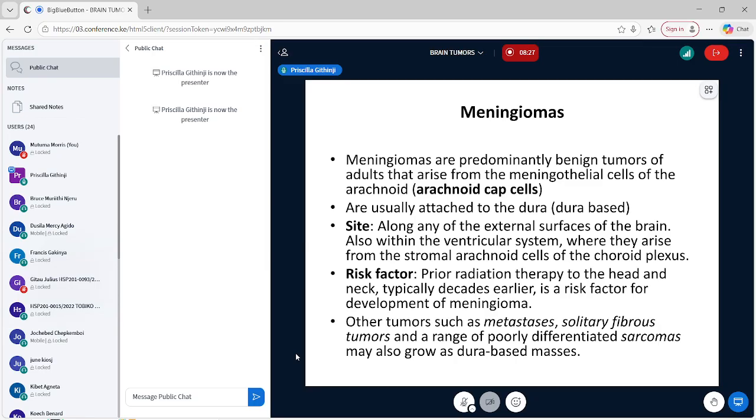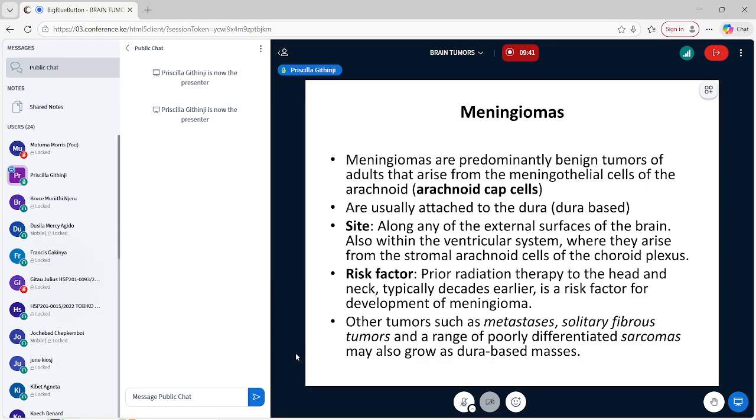Meningiomas can arise as a result of prior radiation therapy to the head and neck, typically decades earlier. And when you have patients who've had brain radiotherapy, then you want to monitor them because of the risk of development of meningioma. Other tumors such as metastases, solitary fibrous tumor, and a range of poorly differentiated sarcomas may also grow as dura-based masses, but the majority of the dura-based masses are your meningiomas, and they will be well circumscribed.